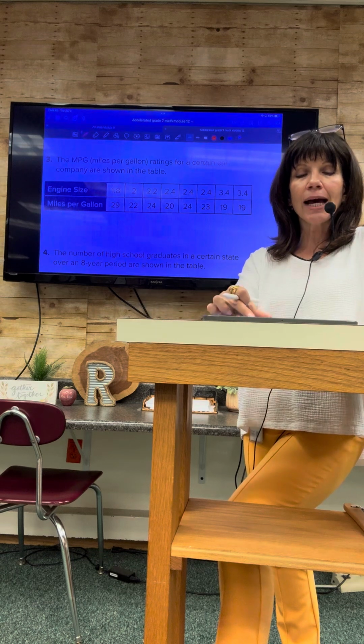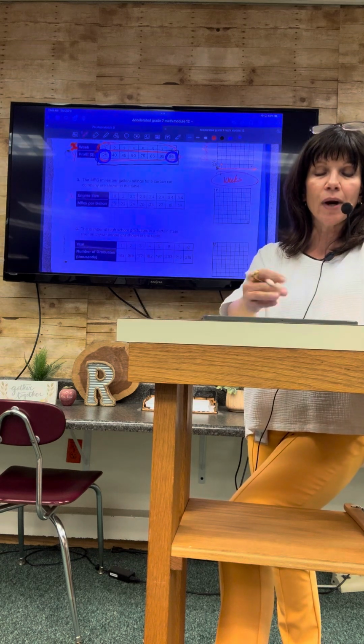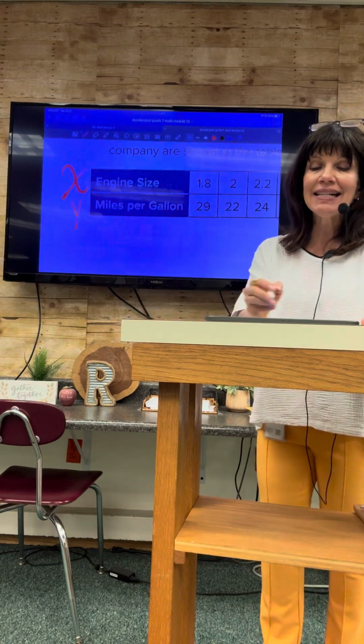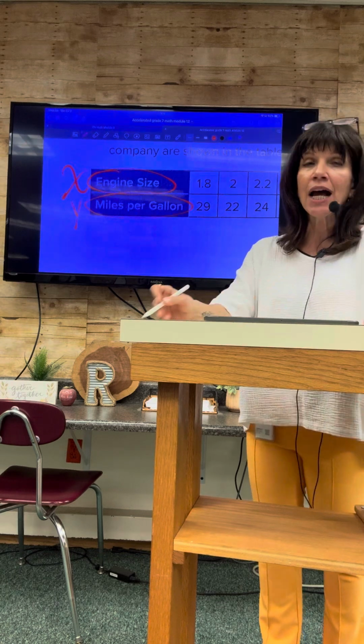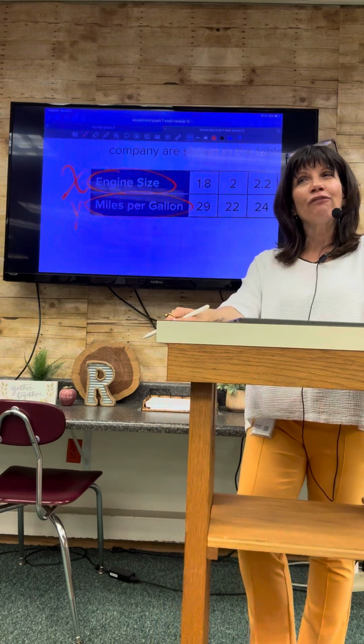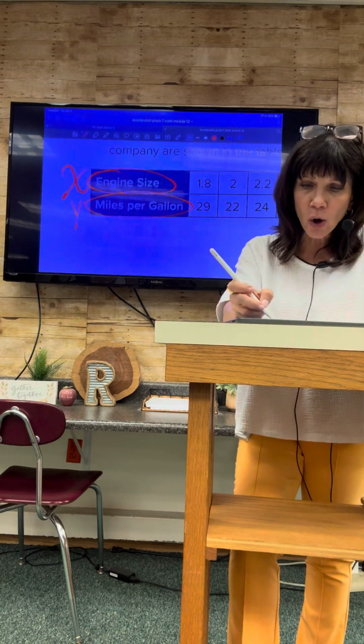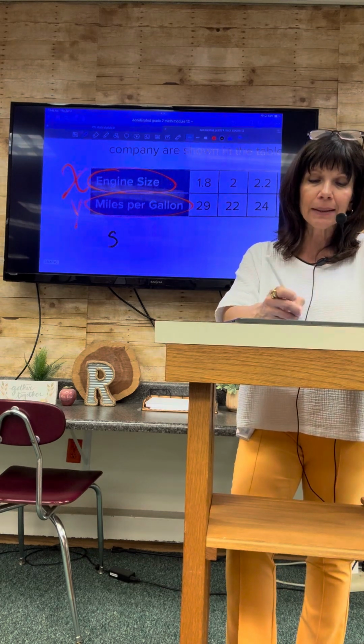The MPG, miles per gallon, ratings for a certain car company are shown in the table. Now this time, for number 3, do you notice that our X value label would be what? Engine size, while our Y value would be what? Miles per gallon. Is either of these a unit of time? No. So write down either line graph or scatter plot as a reminder to yourself what you think would best match this data. I am hoping that you wrote what I am writing.